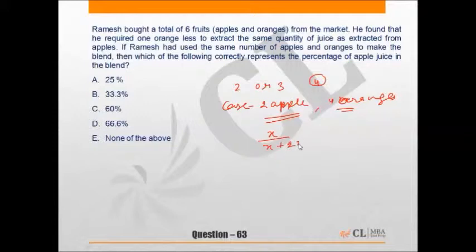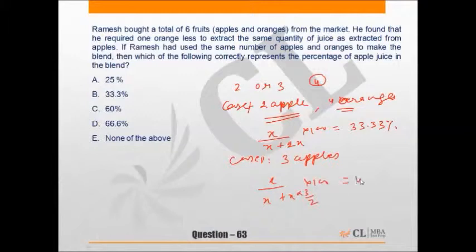x upon x plus twice of x into 100, which is 33.33%. In case second, of 3 apples, the juice obtained by 3 apples will have to be equal to juice obtained from 2 oranges. In that case, the required percentage will be x upon x plus x into 3 by 2 into 100, which is 40%.